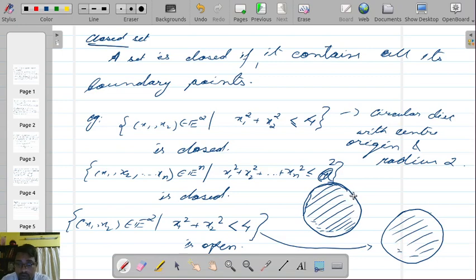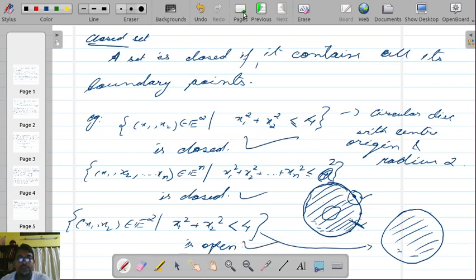Why is the earlier one not open? Because if we take a point on the boundary, it will contain points inside the set and also points outside. For an open set, every point has to be an interior point. That means there should exist an epsilon neighborhood which lies entirely inside the set. But for the boundary points here, we cannot find any epsilon neighborhood which lies completely inside the set, because every epsilon neighborhood will contain points outside the circle. So this is a closed set, and this is an open set.